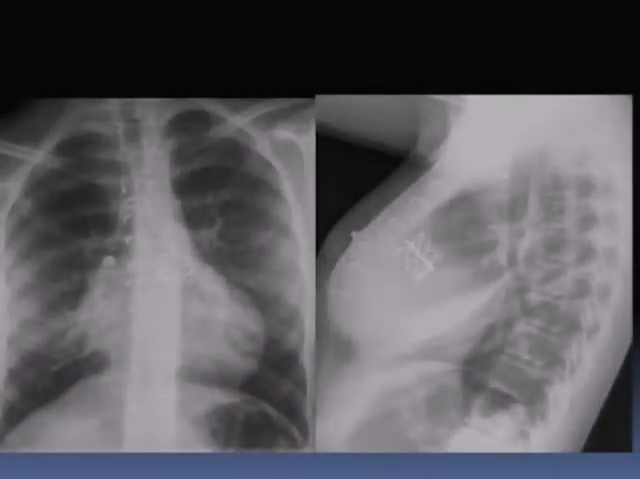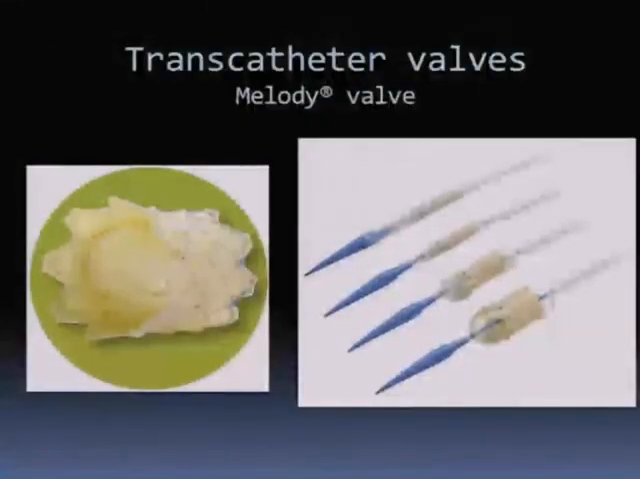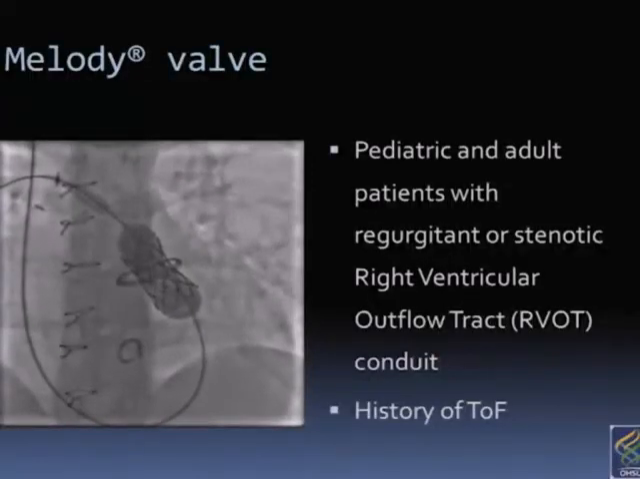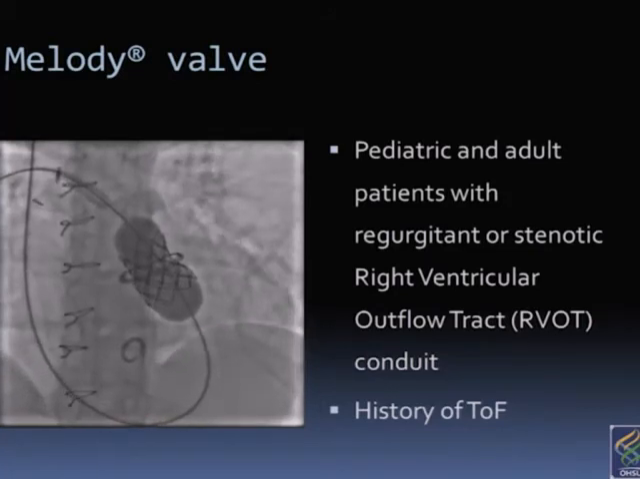This is a young patient with a history of tetralogy of Fallot, depicting this stent scaffolding in the expected location of the right ventricular outflow tract. And this is a so-called Melody valve. It is a metal stent, a balloon expandable stent with porcine pericardium mounted onto it, and it is balloon expandable.